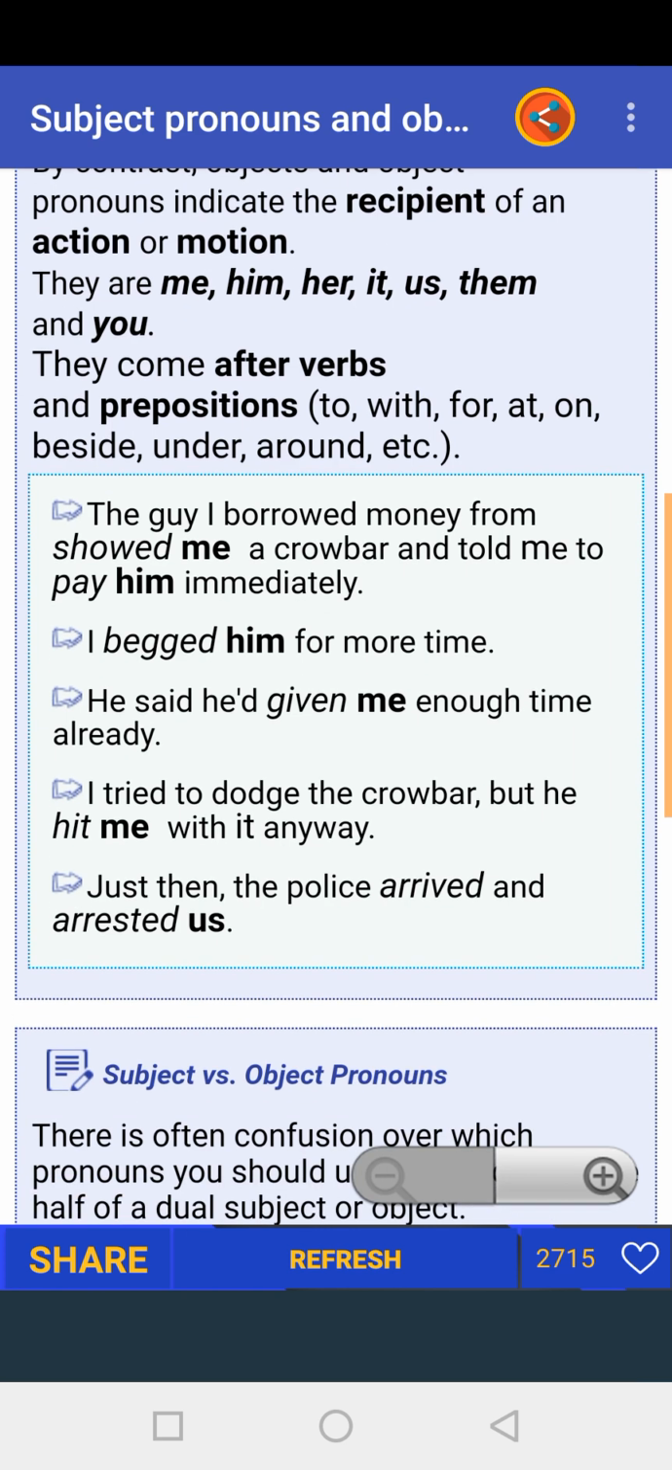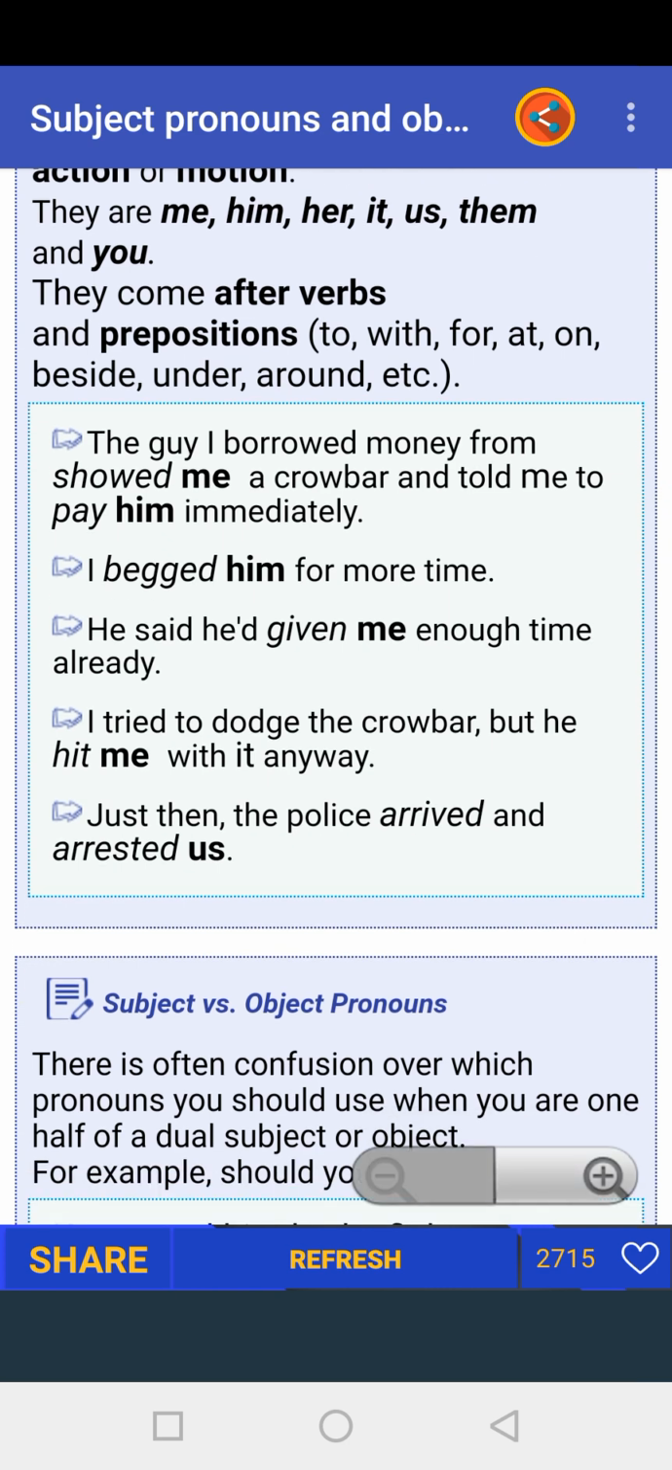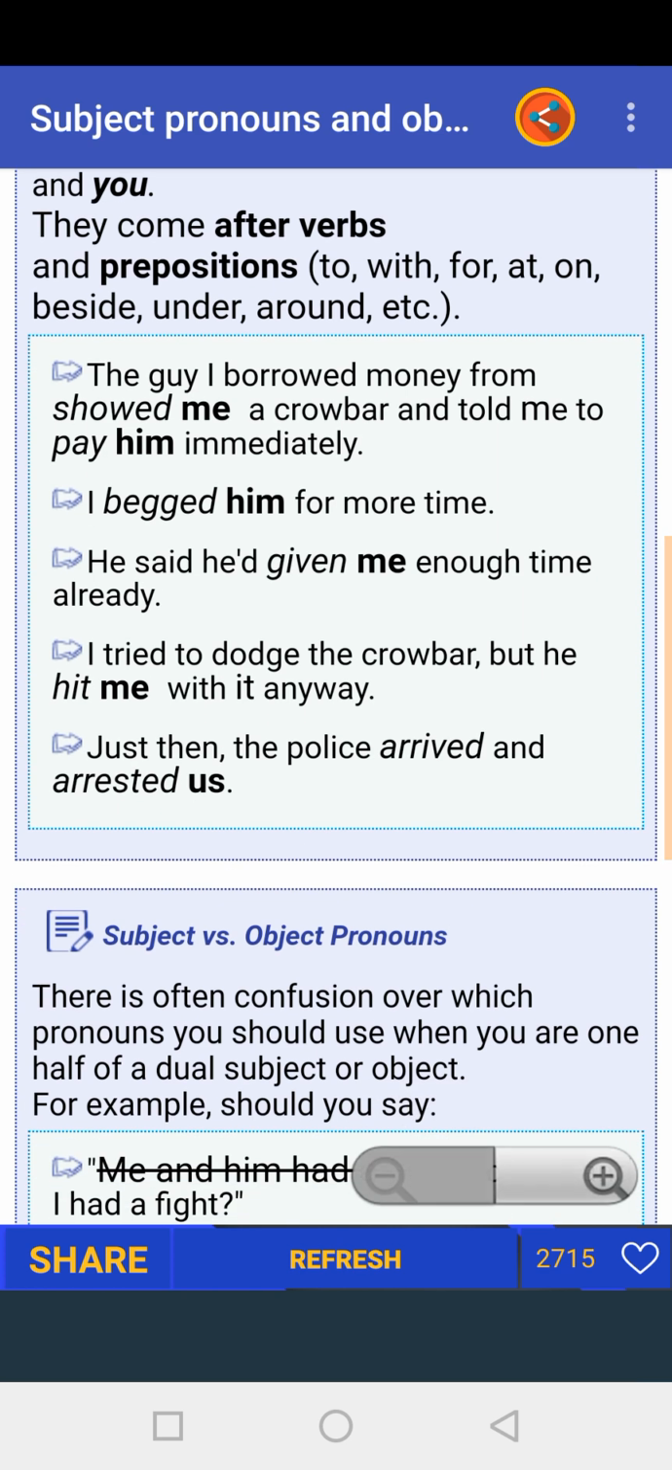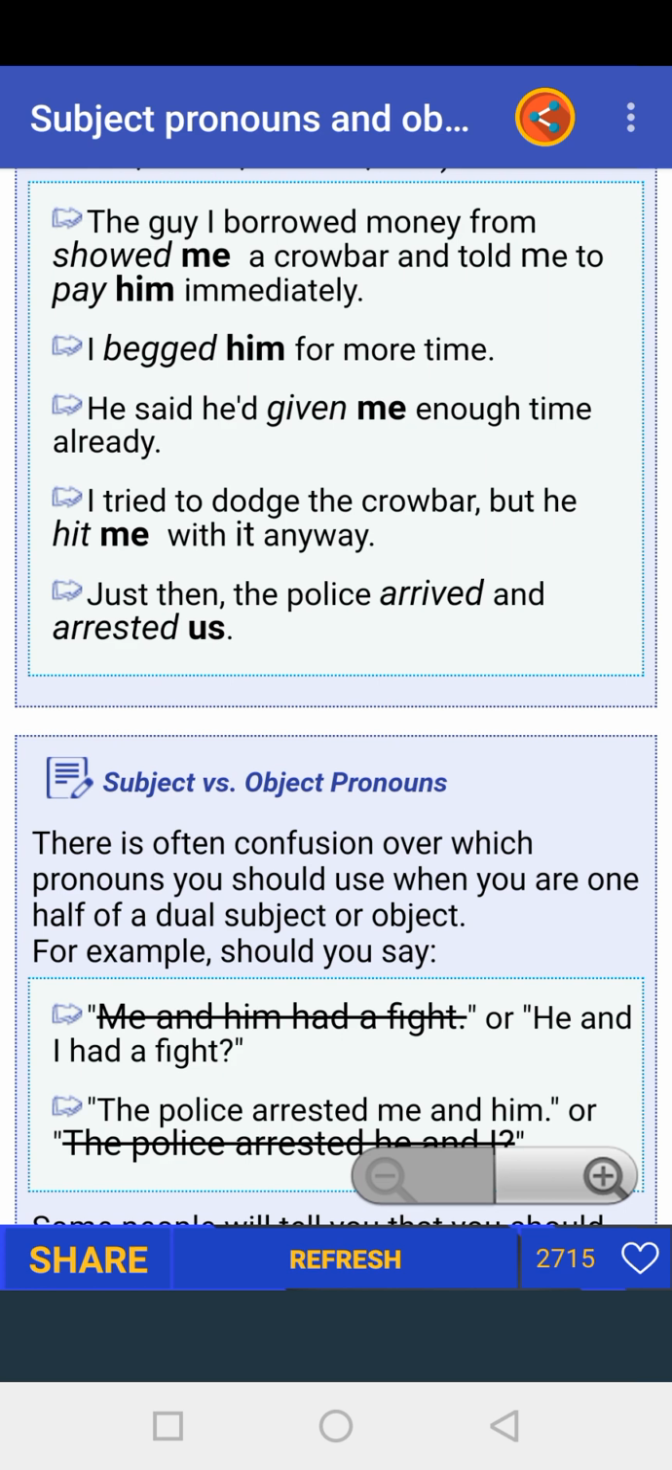Let's give some examples. The guy I borrowed money from showed me a crowbar and told me to pay him immediately. I begged him for more time. He said he'd given me enough time already. I tried to dodge the crowbar, but he hit me with it anyway. Just then, the police arrived and arrested us.